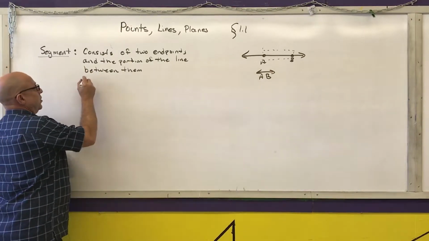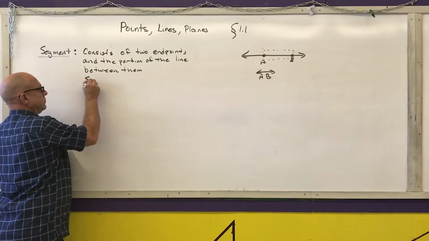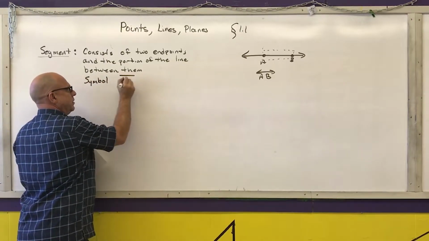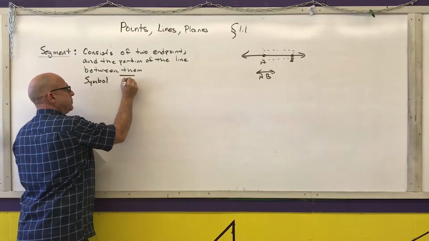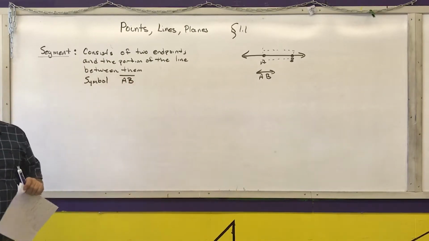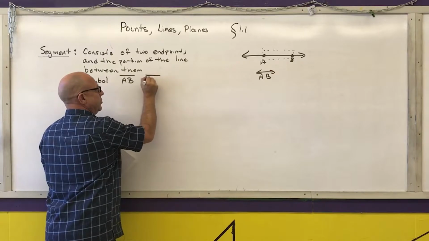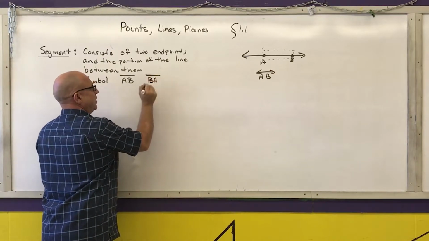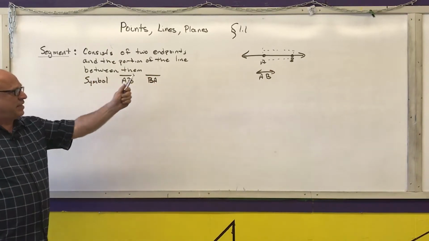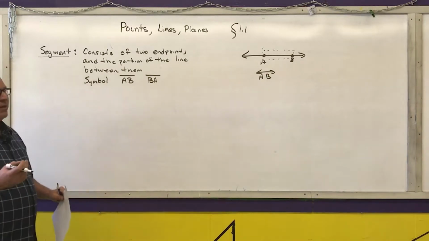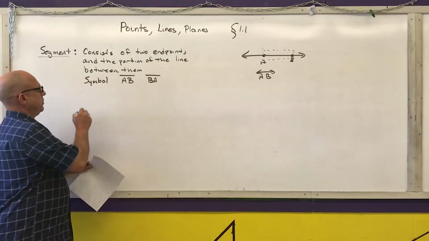Okay. The symbol is a straight line with the two endpoints. And I name segments with the two endpoints. And those two endpoints can be in either order. I can call that segment AB or I can call it segment BA. It does not matter.